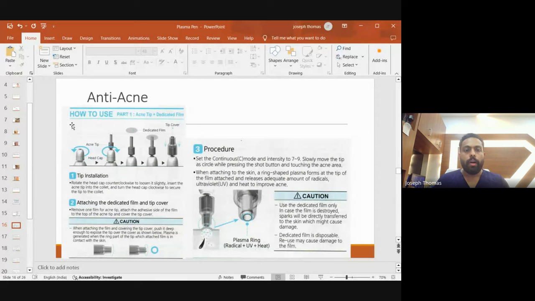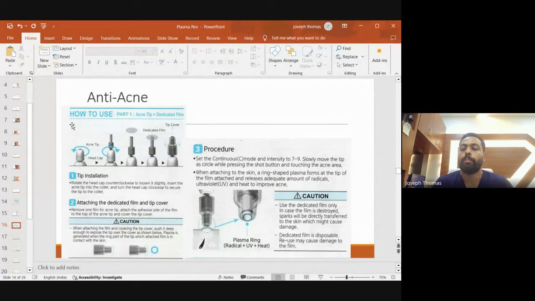So what is an acne tip? You can attach this tip to the dedicated film tip cover. In the continuous mode, at intensity 7 to 9, slowly move the tip in a circle while pressing the short button and touching the acne area. When attached to the skin, a ring-shaped plasma forms at the tip of the film and releases an adequate amount of radicals, UV, and heat to improve acne.